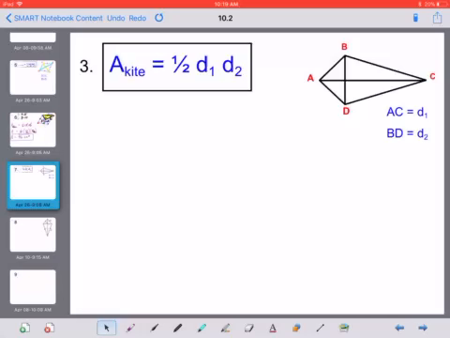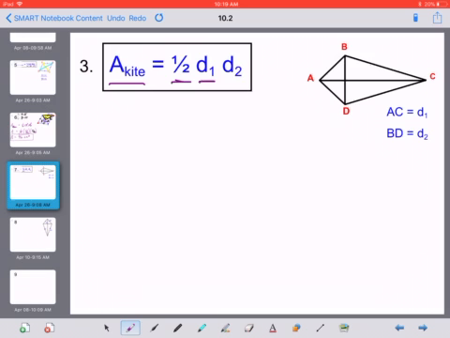All right, geometry, here we go with the end of chapter 10, section 2. So earlier, in the last video, we talked about two formulas for the area of a trapezoid and the area of a rhombus. The third one we have to do is area of a kite. And the good news for us is that the formula for area of a kite is absolutely identical to the formula for area of a rhombus that we just talked about.